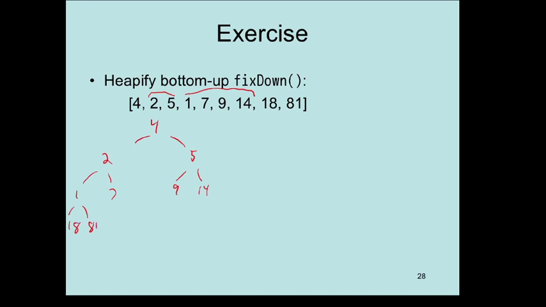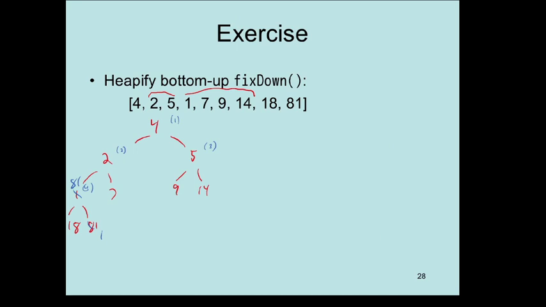Okay, so we've got to do a bottom-up fix down. So we start at the highest index that has children. Now remember, our indices are 1, 2, 3, 4. Index 4 is the highest index that has children. So we do a fix down on 1, or really on index 4. Okay, so the largest child, 81, moves up. So 81 moves up and 1 moves down.